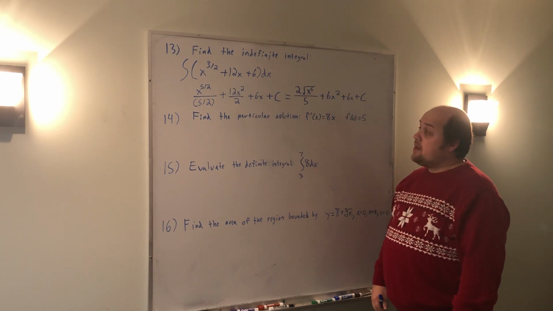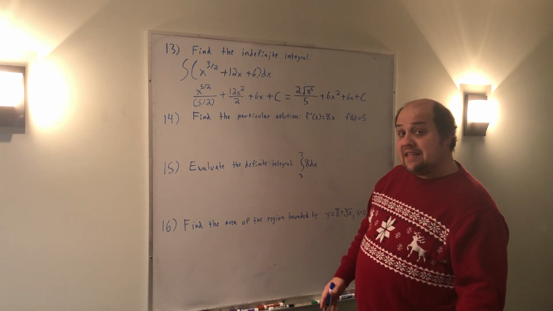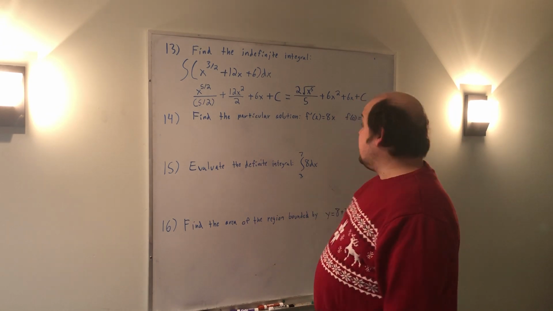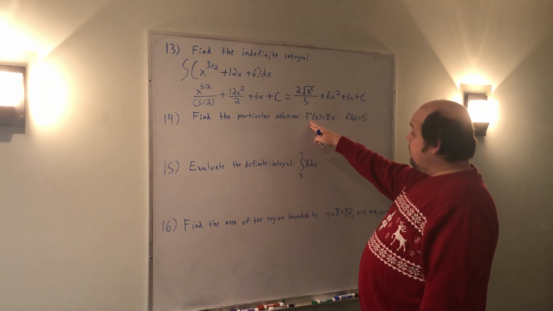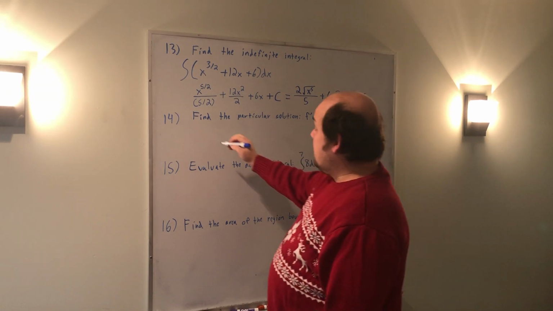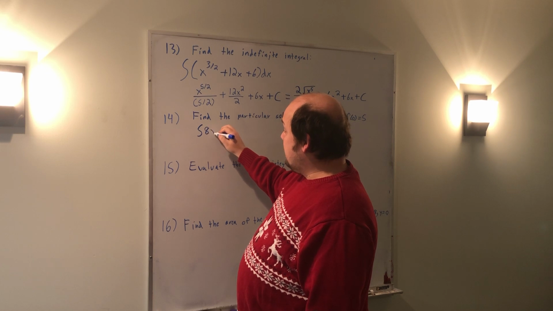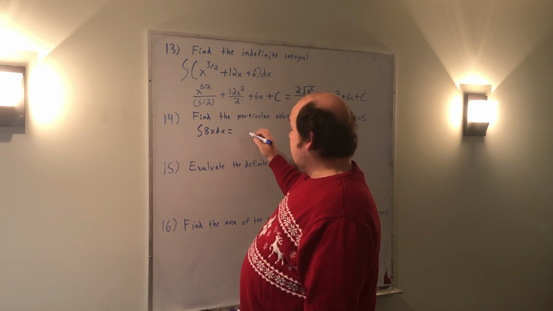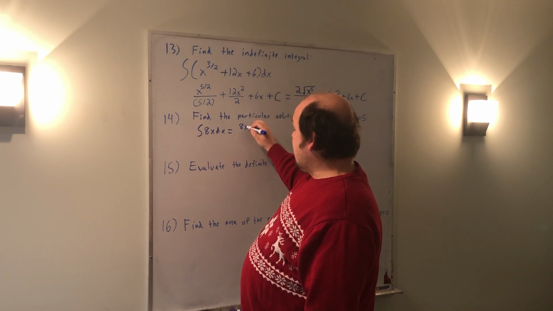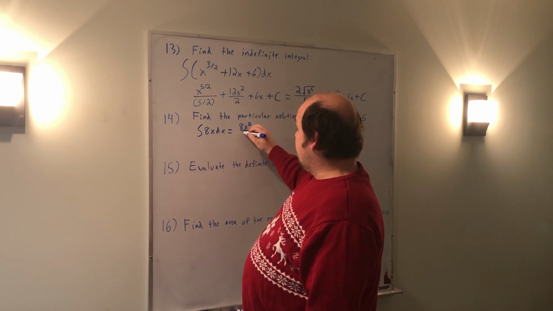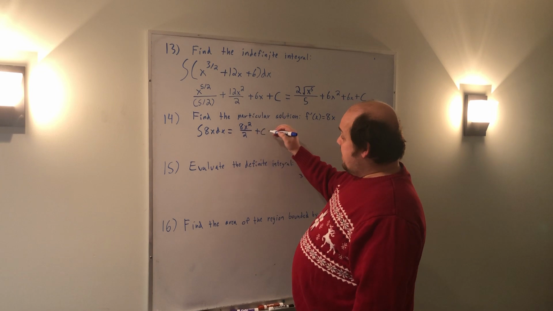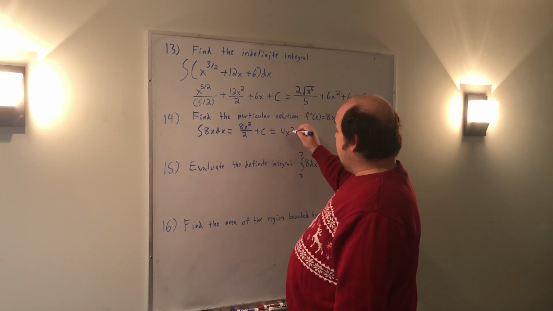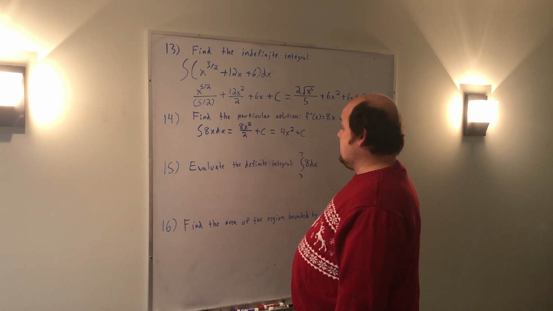When I'm asked to find a particular solution, basically that means they want me to solve for c after integrating the derivative. So we know the derivative of an equation was 8x. If we're going to integrate that, we're going to take 8x dx, and it's going to become 8x to the second over 2 plus c. When I divide that by 2, it becomes 4x squared plus c.